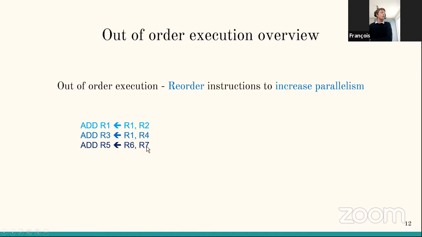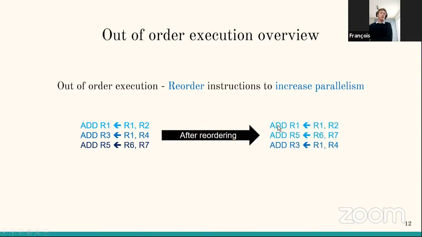So we can just reorder the second and the third. Then in the first cycle, we can execute the first instruction and the third instruction, and in the second cycle, we can execute the second instruction. Just by reordering the instructions, we win one cycle, which is a small improvement, but this is the general idea of out-of-order execution. Now let's move to the out-of-order pipeline of the processor.